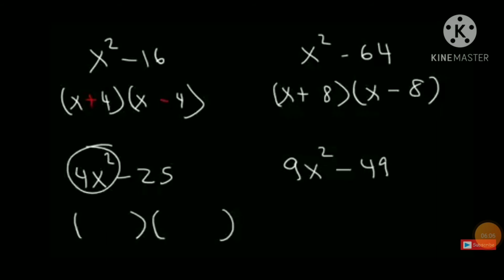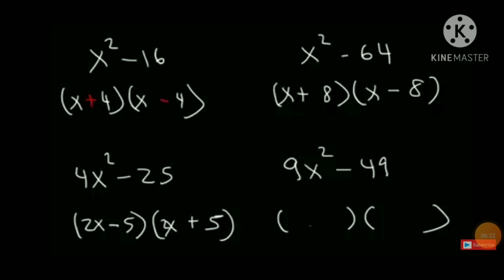The square root of 4 is 2. The square root of x squared is x. So the square root of 4x squared is 2x. The square root of 25 is 5. And so we're going to have 2x plus 5 and 2x minus 5.